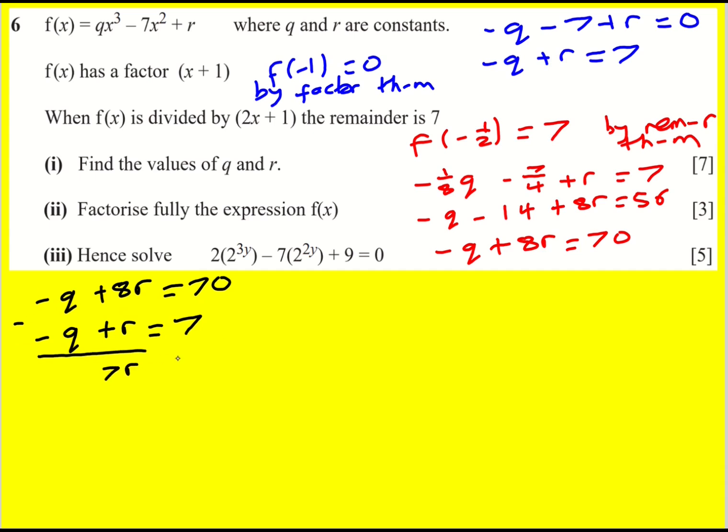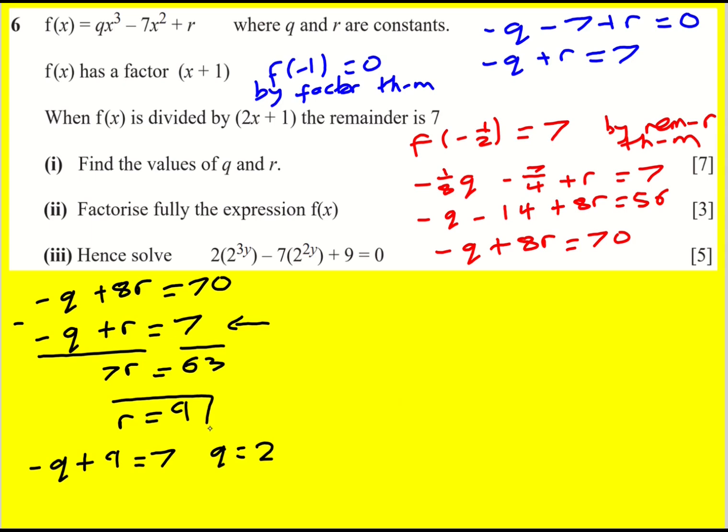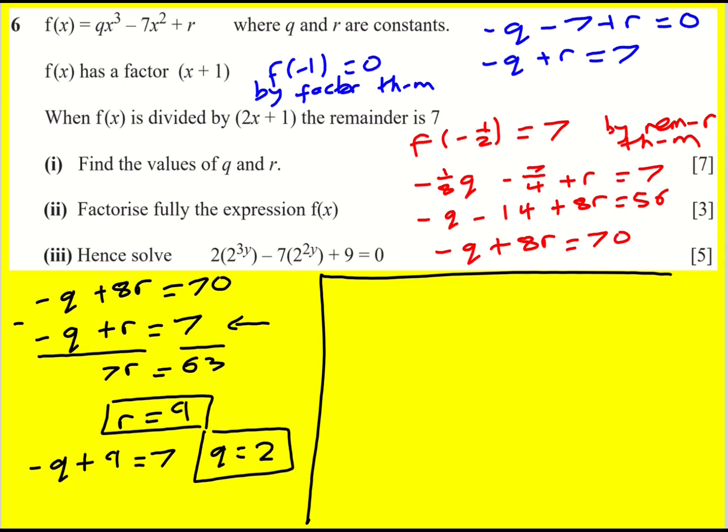So I'm left with 7r equals 63, r equals 9. And if I put it back into this one, then I'll get minus q plus 9 is equal to 7. So q is going to equal 2. It's actually part 1. It's kind of all over the place. Let's just fence it off and look at part 2.